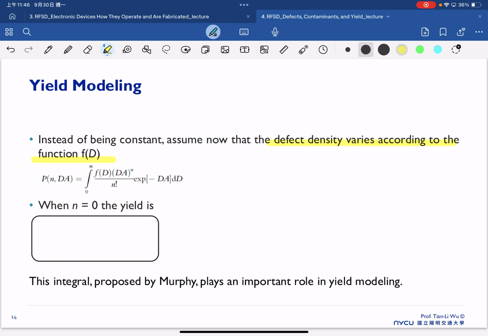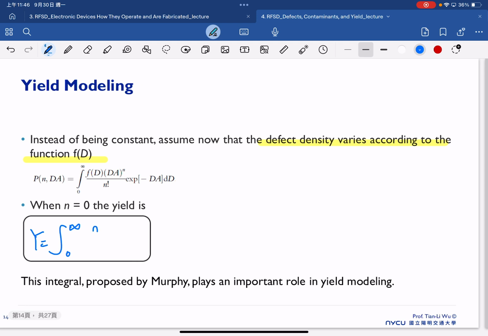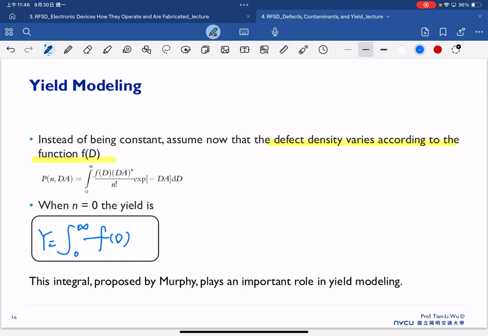So again, our Y will be equal to the integration of our defect distribution function, f(D), times exponential minus DA, dD. This integral was proposed by Murphy. It becomes a very important equation for the yield model. Once in the future you work in a real company and you have to deal with the yield issue, you will definitely use this equation again. You will need this knowledge again.